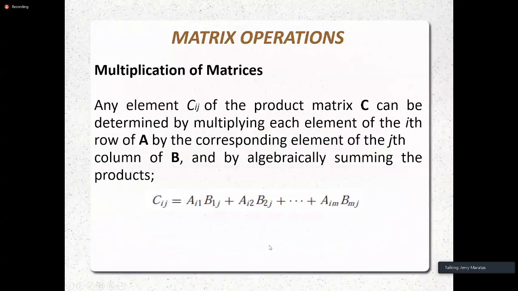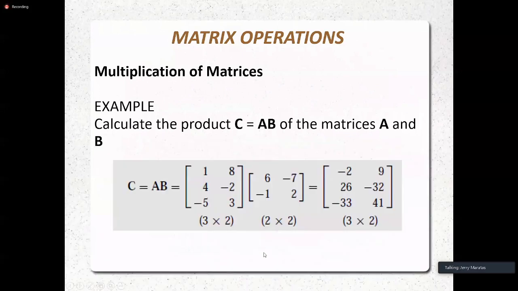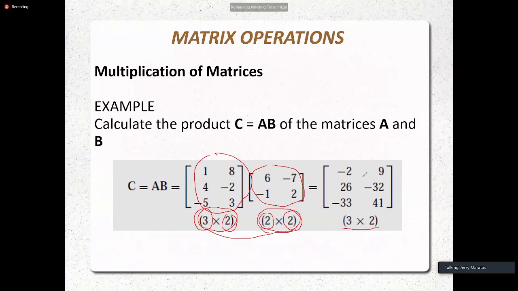Again, the problem is how to get the elements. This is our matrix A, and this is our matrix B. The size of this matrix is 3 by 2, and this one is 2 by 2. 3 rows, 2 columns. We can multiply these because they are conformable: the number of columns of the first matrix equals the number of rows of the second matrix. The resulting matrix has size 3 by 2.